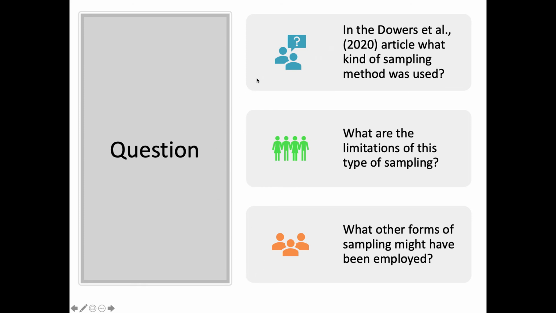Firstly, what kind of sampling was used in this research? The second question is, what are the limitations of this type of sampling? And remember before I mentioned that there's a section in the discussion called limitations. So perhaps start there as a shortcut to answering this question. And this final question is a bit tricky, and I want you to think critically about this and demonstrate your understanding of sampling methods more broadly in answering it. What other forms of sampling could have been employed in this particular research?